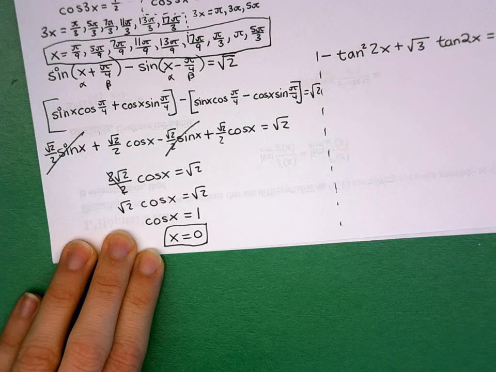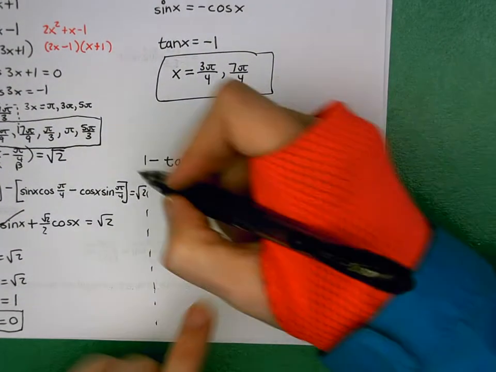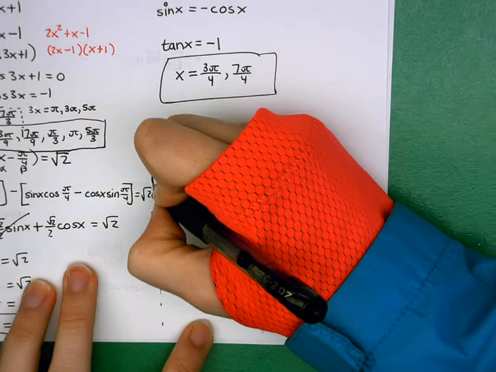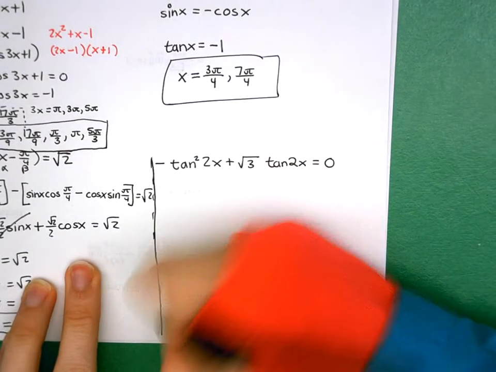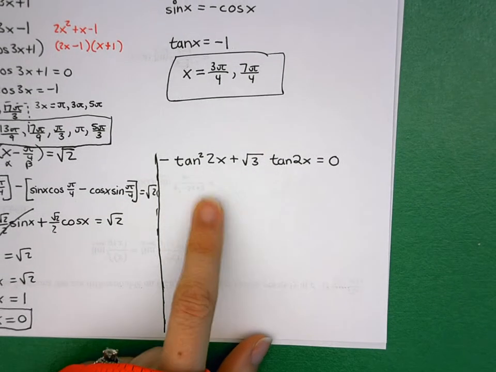Okay, last one. This, by the way, is not a 1. Let me make sure that does not look like a 1. That was supposed to be a dividing line. This is just negative tangent squared 2x. Okay, go ahead and pause the video, give this one a shot, restart it when you are ready.